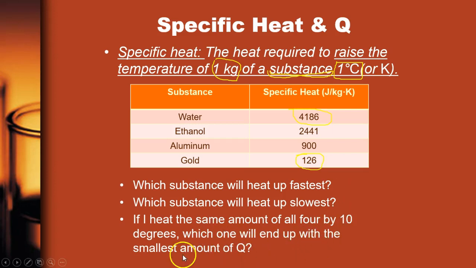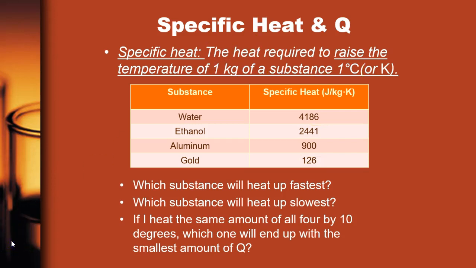Therefore, which one ends up with the smallest amount of heat? Well, it's gold. Gold will only end up with 1,260 joules of heat, versus water, which will end up with 41,860 joules. Ethanol ends up with 24,410 joules of heat, and aluminum ends up with 9,000 joules of heat.